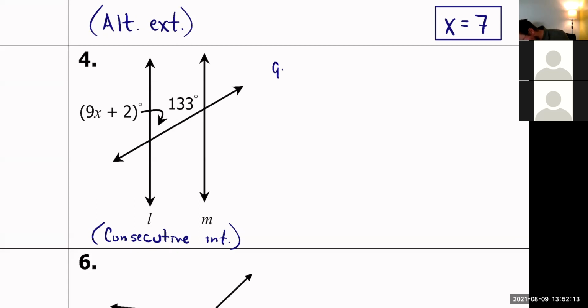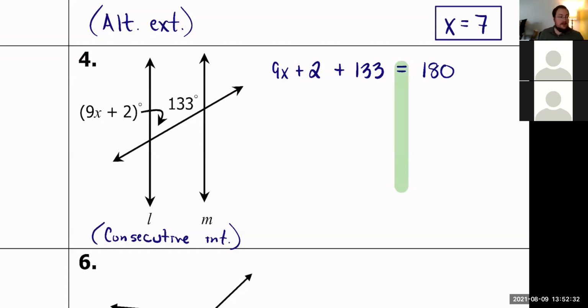We'll take the 9x plus 2, which is one angle, plus the second angle, which is 133, and that should equal 180, making them supplementary. This one I will solve real quick, just because it's a little bit different. Because instead of being just a two-step equation, this one also has like terms in it, which I would recommend you combine before you go moving things from side to side. Save you a few steps later. The 2 and the 133 will give me 135.